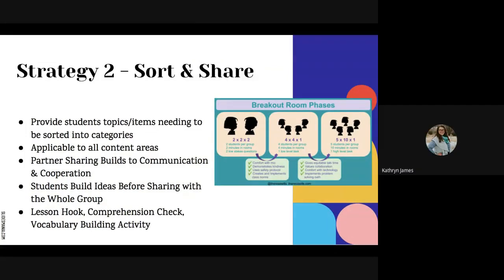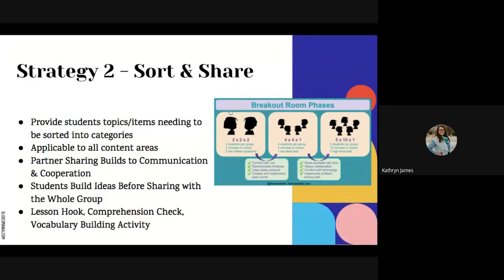Thank you, Rachel. All right, so my second strategy to share with you today is Sort and Share. This is another partner activity that can be scaled up to small groups, much like Rachel's activity. And it's based on, first, breakout rooms, with the idea that this can happen in person, but definitely leveraging the opportunities we have now with breakout rooms.